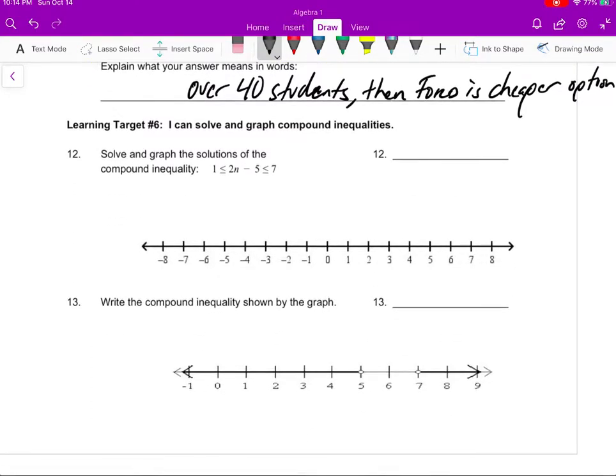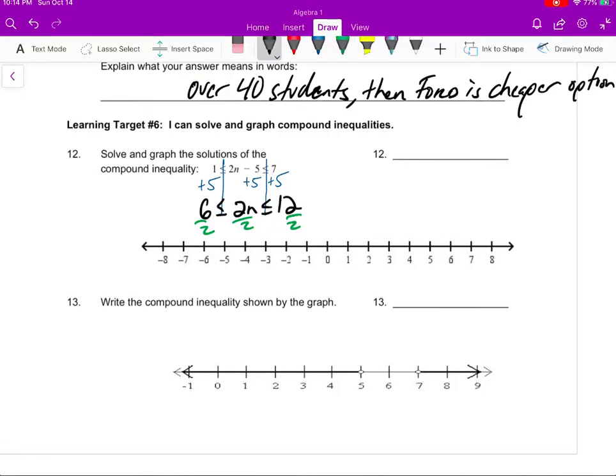In the end here, the final learning target 6, is compound inequalities. What's nice is the skill remains the same, it's just that if it's one of these combined inequalities, we have to do it to all 3 sides. So just like normally we'd add 5 to both sides, now we're going to add 5 to all 3 sides. So that would be 6 is less than or equal to 2n, which is less than or equal to 12. And then just come in here and divide by 2 and divide by 2.